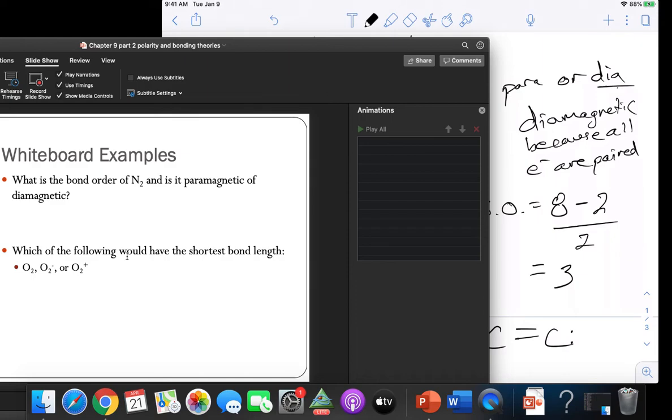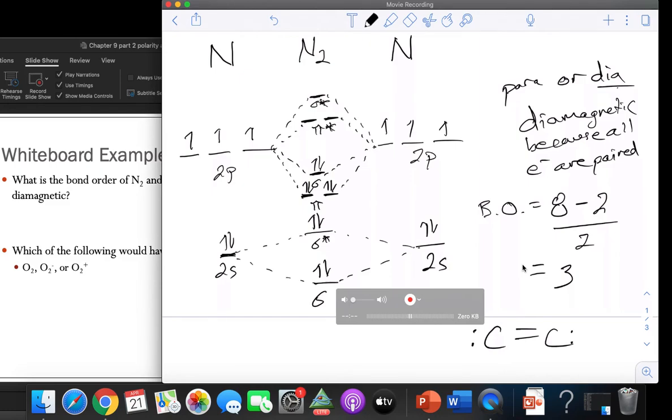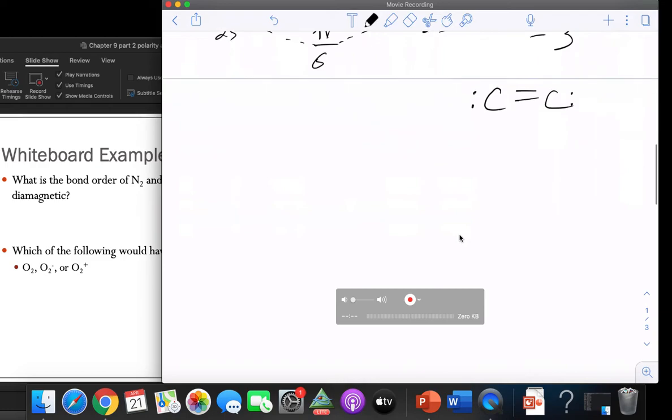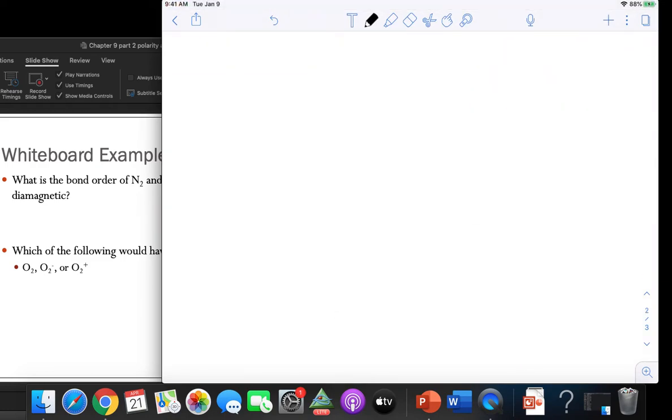To figure this out, it's not as simple as saying, oh, O2 is neutral, so it should be the most stable, or O2 minus has an extra electron, so it should be more stable. That's not really what's going on. If you're asked to compare different ions of molecules that are similar to each other, and which one has the shortest bond length, you have to look at an MO diagram. That's how you're going to differentiate that information. So I'm going to scroll down, give myself some space. We're going to make an MO diagram for O2.